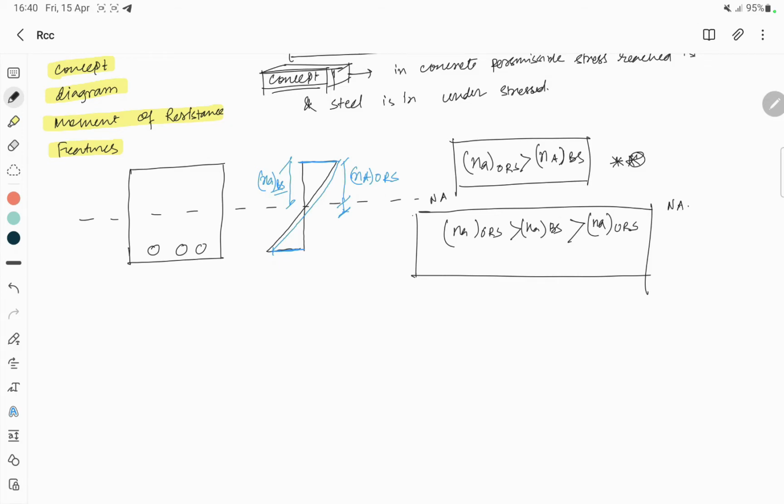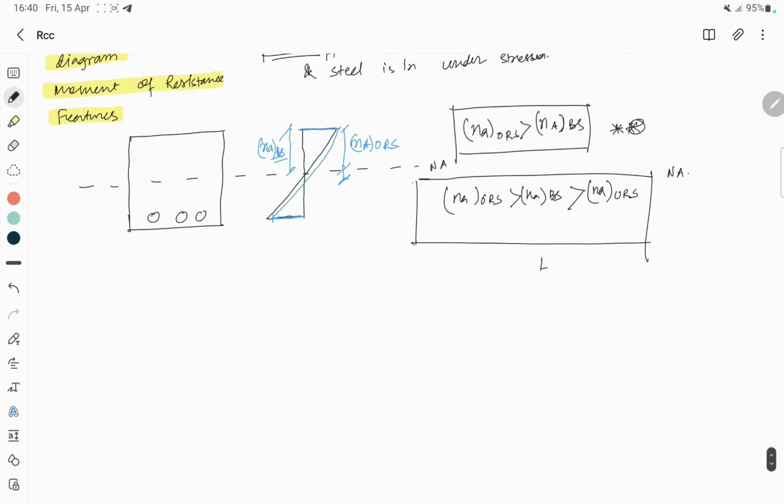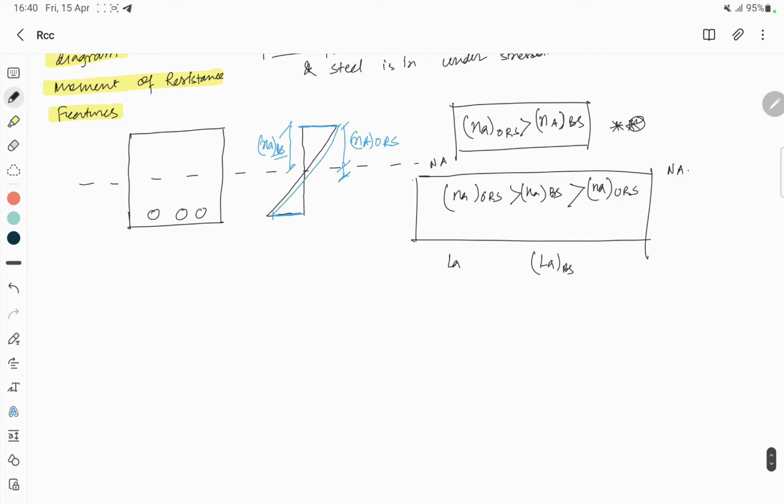So what about the lever arm? Suppose this is the lever arm for balanced section. Lever arm for under reinforcement section is much greater than this, and this is also greater than the lever arm for over reinforcement section. So these are very small concepts which you may find in the exam. And it will be clear to you when you understand this drawing.